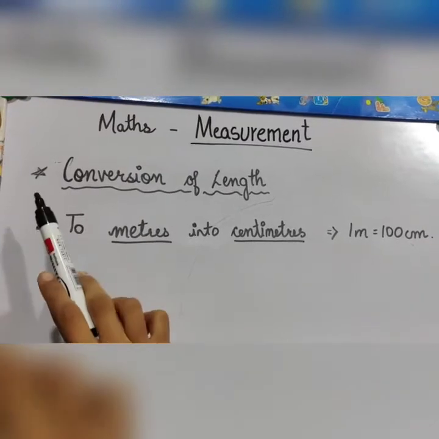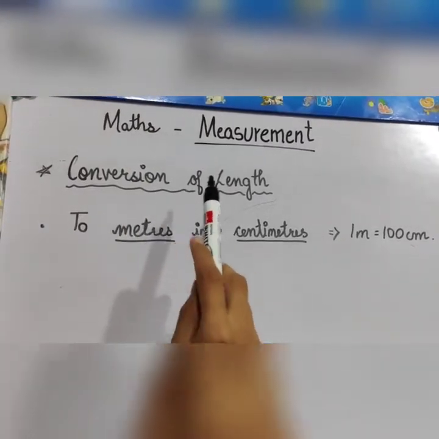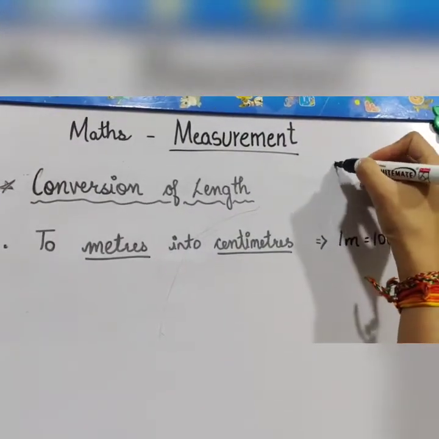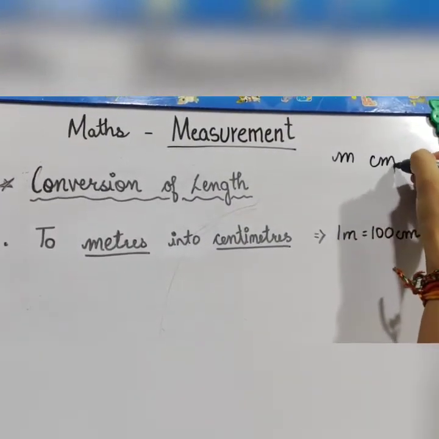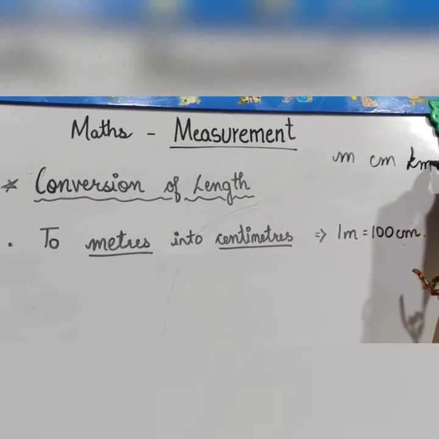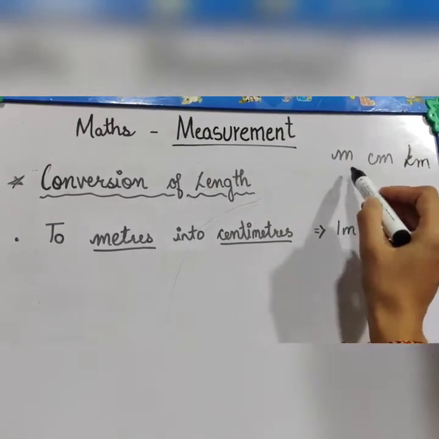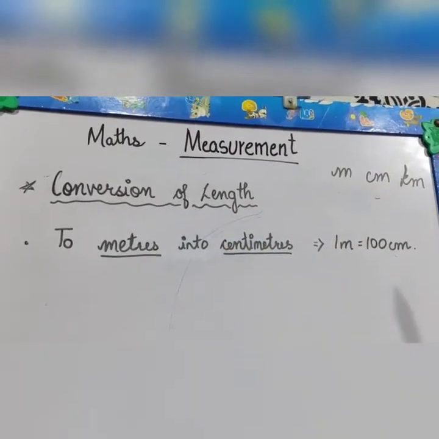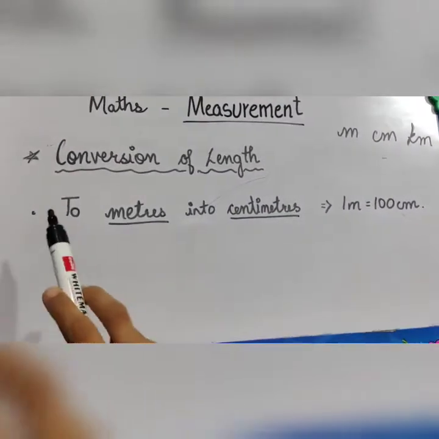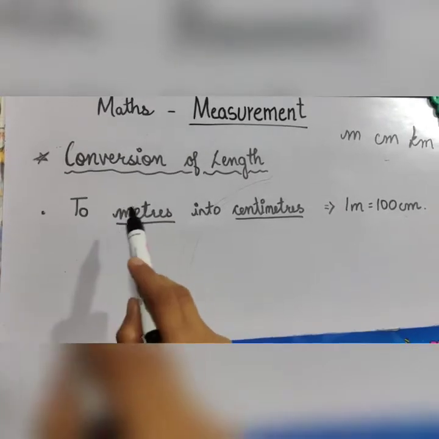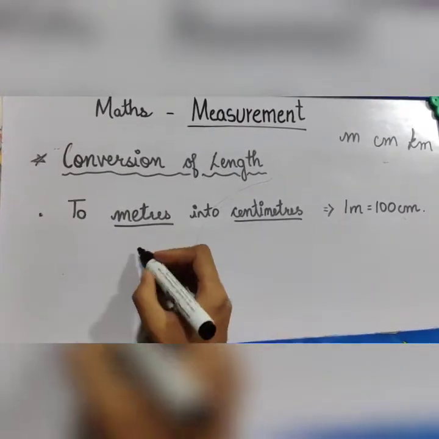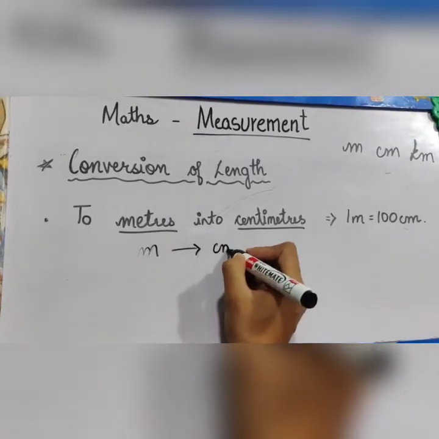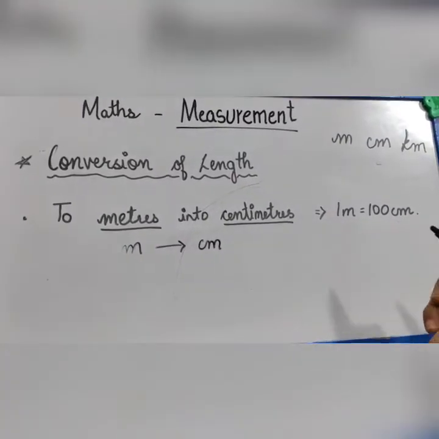So now let us start the next topic, conversion of length. There are 3 units of length: meter, centimeter and kilometer. If we have measured something in meter and we have to convert it into centimeter, that is conversion. Let us understand that. First let us start with 2 meter into centimeter. If we have measured something in meter and we have to change it into centimeter, we will first understand this.